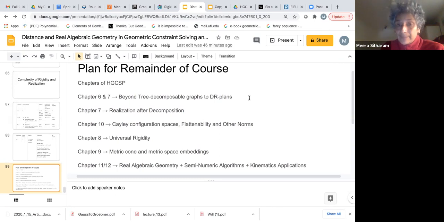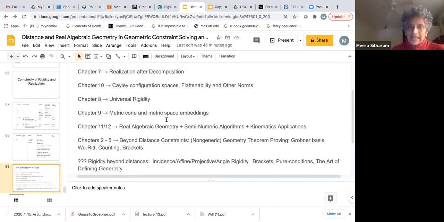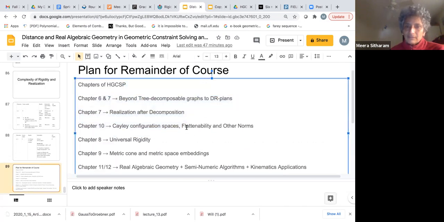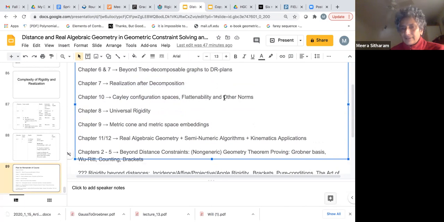And we'll talk about the actual complexity of solving after we have done the decomposition, right? So that's chapter 7. This will take us a couple of weeks, and then a natural offshoot of this realization after decomposition is this notion of Cayley configuration spaces. That will lead us into the non-rigid graphs that actually move, so have a one-dimensional or higher dimensional solution space. And then the question of describing the complexity of that solution space goes into the realm of kinematics. That leads us to other topics related to Cayley configuration spaces, such as flattenability of graphs and other, non-Euclidean distances.